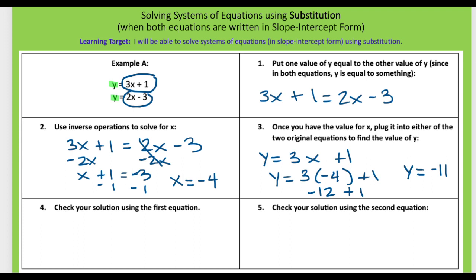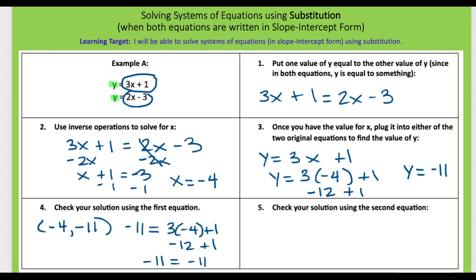So if I write my solution as an ordered pair, it's negative 4, that's the x, and negative 11, that's the y. But now I need to check it using both of my equations to make sure they're true. Let's first check with the first equation, y equals 3x plus 1. We got negative 11 for y. So that's 3 times negative 4 plus 1. That's negative 12 plus 1, which is negative 11. So negative 11 does equal negative 11.